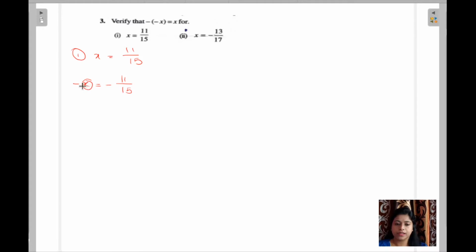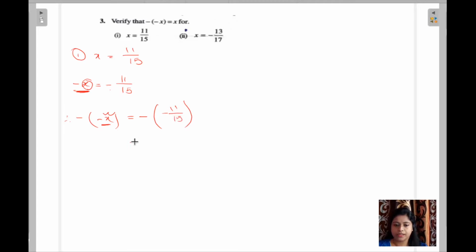Okay. So just in place of x we have written the value. Minus is there, so it will come here also. Now therefore, minus of minus x. So minus symbol we have to write first. Now what is the value of minus x? See, minus x is equal to minus 11 by 15. That means just in place of minus x we have to write this value, minus of 11 by 15.